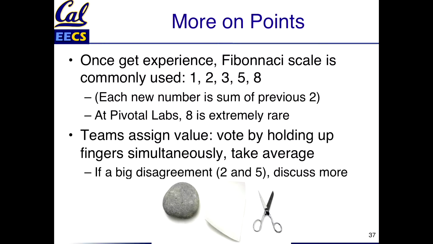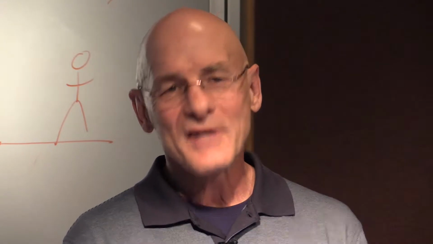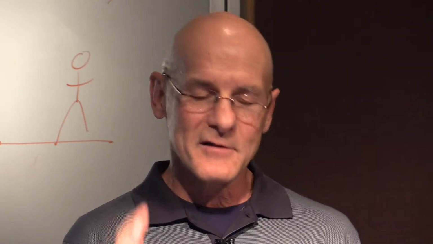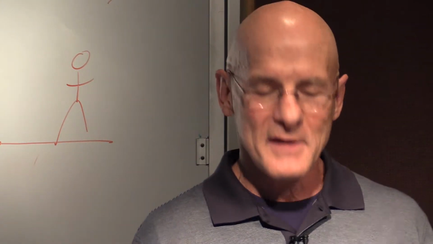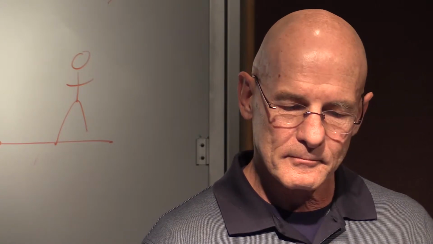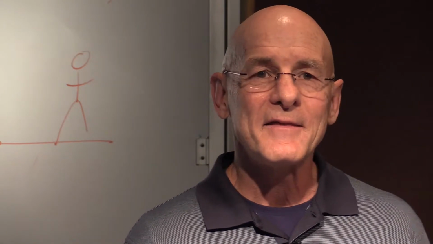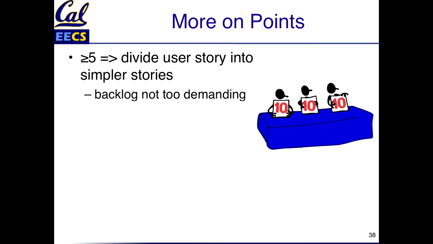Now, if one person says 2, which is kind of medium, and one person says 5, which is really hard, you don't just average those. What you do is you stop and try. There's a disagreement here, right? This is one of the things we talked about. There's some difference in assumptions, some difference in experience that makes them think, wow, this is going to be really easy, and this is going to be pretty hard. And so you want to talk this out before you go forward. Our advice is that if anything is more than 5, you should divide that up into simpler stories. You don't want this big monster on the backlog that nobody wants to work on because it's going to take so long. So break it up into smaller stories as you go ahead.